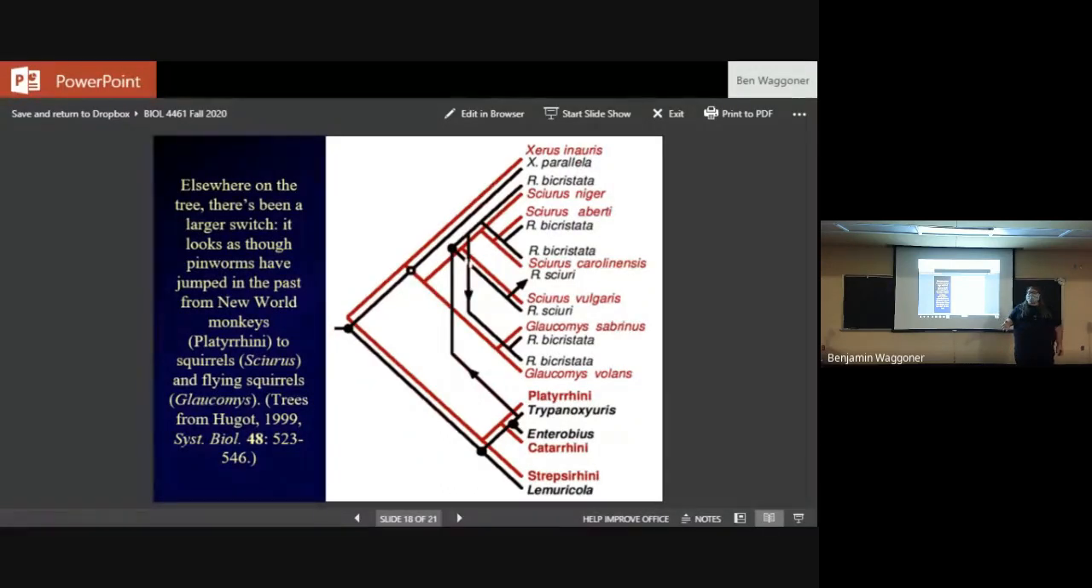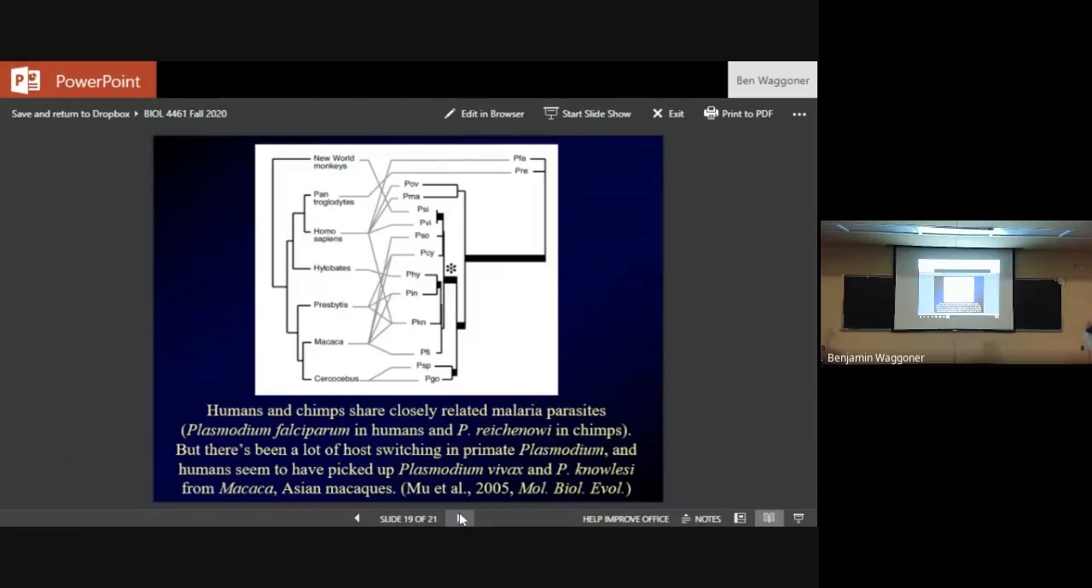You don't always get parasite cladograms that perfectly match with the host cladograms. Sometimes they are very close. Sometimes they are downright spaghetti. This is one that's clinically potentially important.